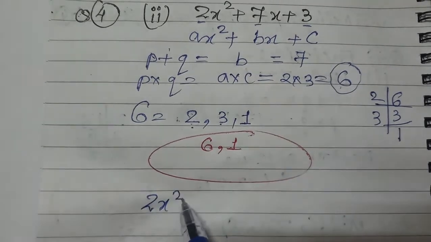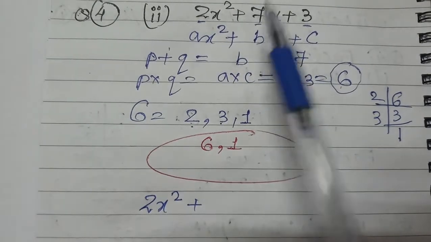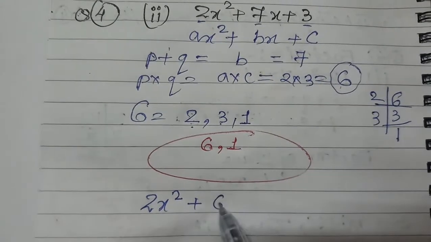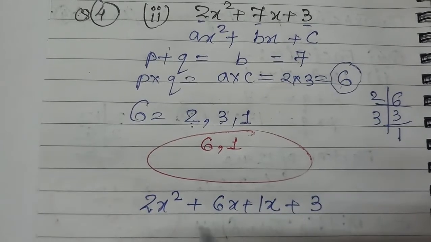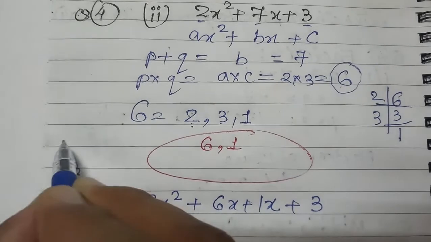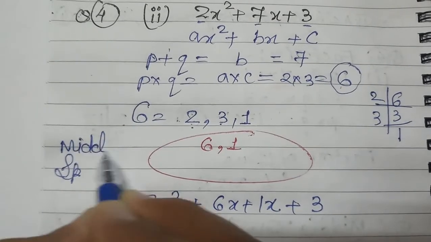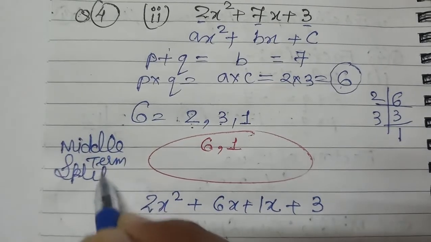Now let's split the middle term. So 7x can be written as, see this 7x, children. This 7x can be written as 6x plus 1x, plus 3 going on there. So we are splitting by which method, children? Middle term split. This method is known as middle term split.